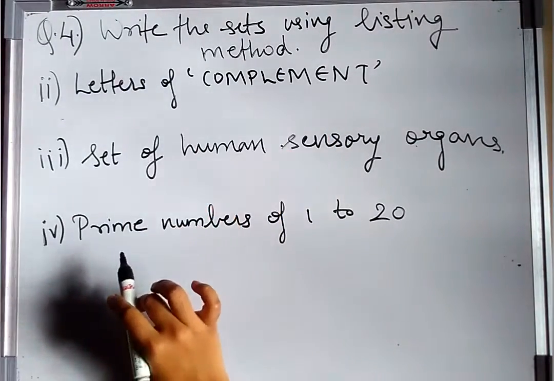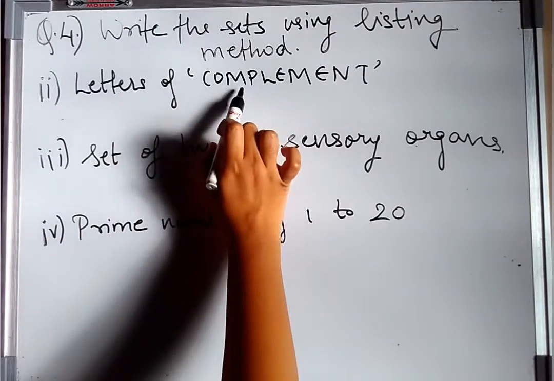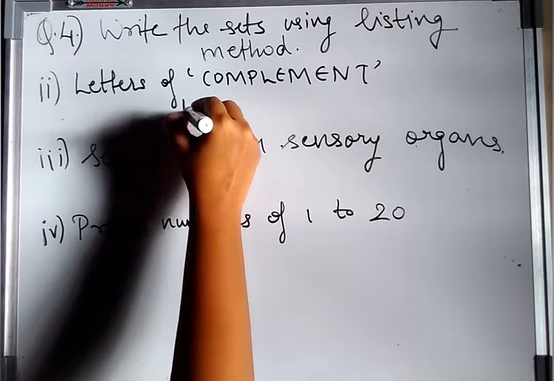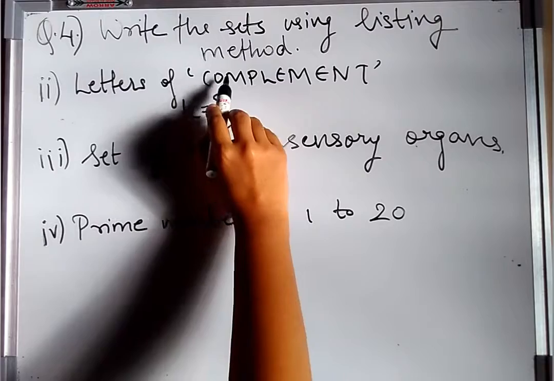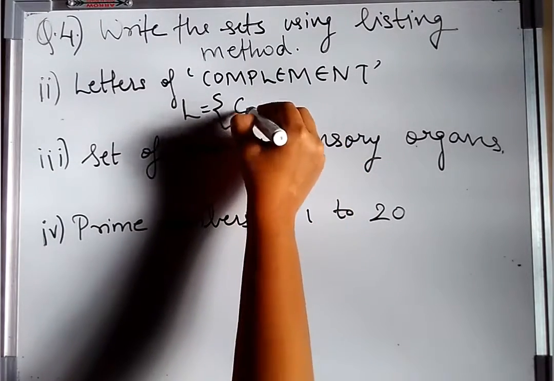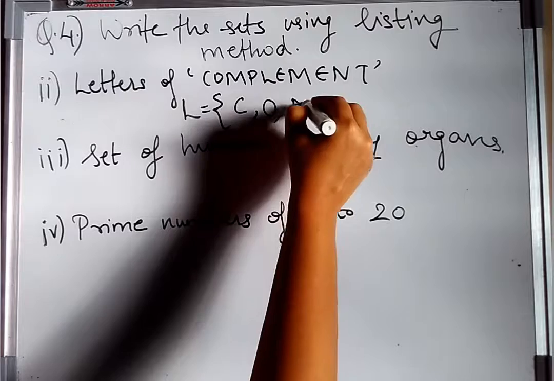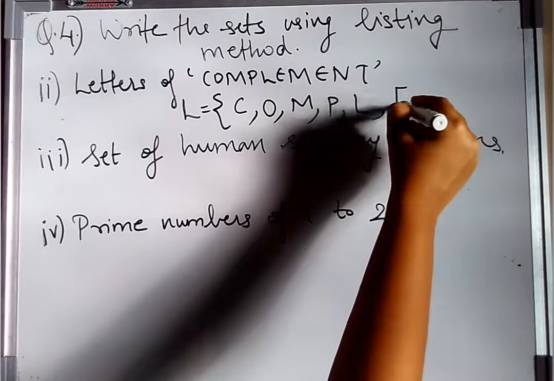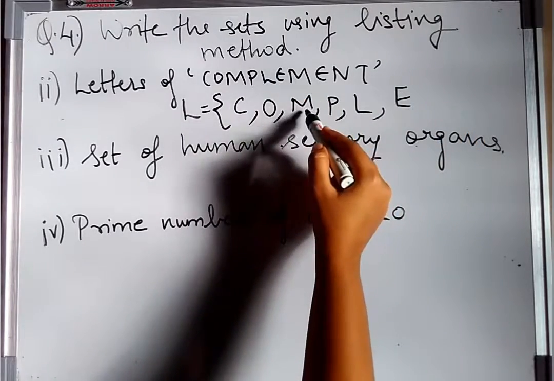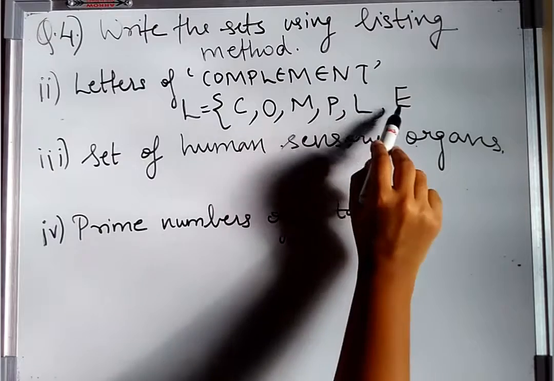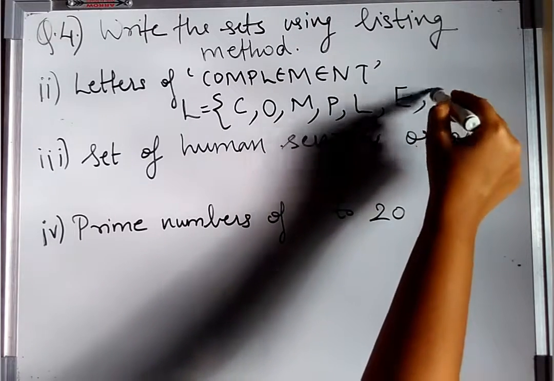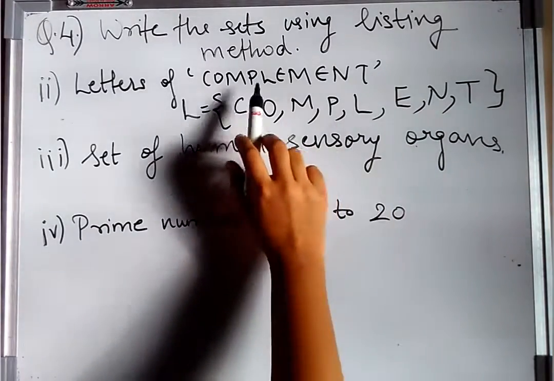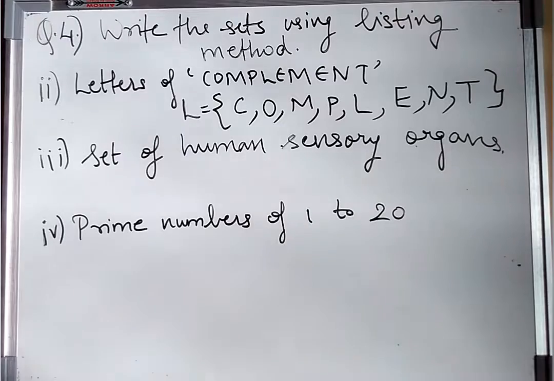Okay, the first question is the letters of the word complement. So we have to just name it as L. Just list the letters used in this word. C, O, M, P, L, E. Now M I have already mentioned, so I can't repeat it. E also I have already covered. Next is N and finally T. So here the only rule is I should not repeat any of the elements.